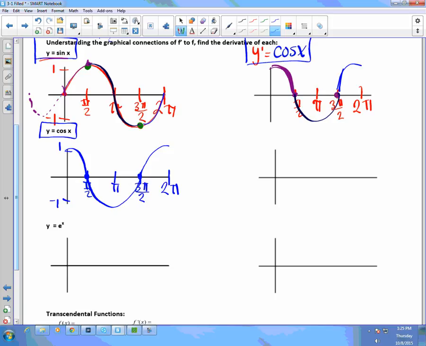Okay, let's take some predictions. What do you think the derivative of cosine is going to be? Let's look at our critical points and our intervals of increasing and decreasing, and try to discover if we are correct.